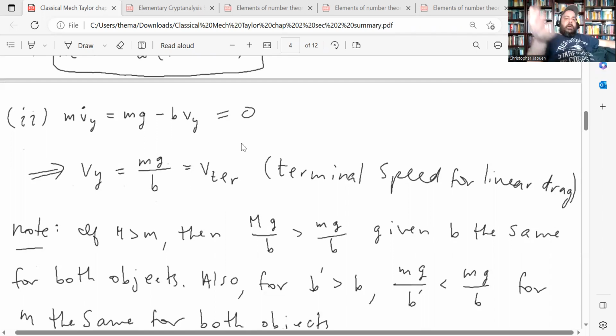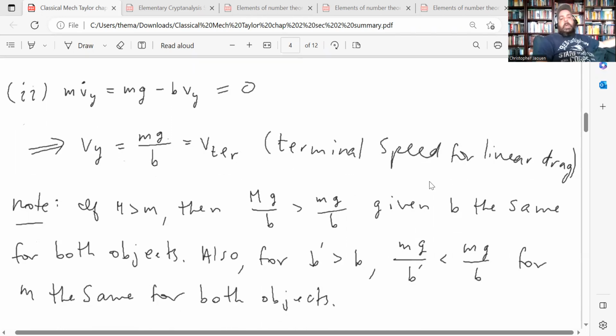So eventually, give it enough time, the particle, or whatever it is, the ball or the raindrop, will approach this limiting velocity value. All right, that's called the terminal speed. This is a form for terminal speed in terms of linear drag. You get a different form if you have quadratic drag, but like I said, we're going to look at quadratic drag later on in the chapter.